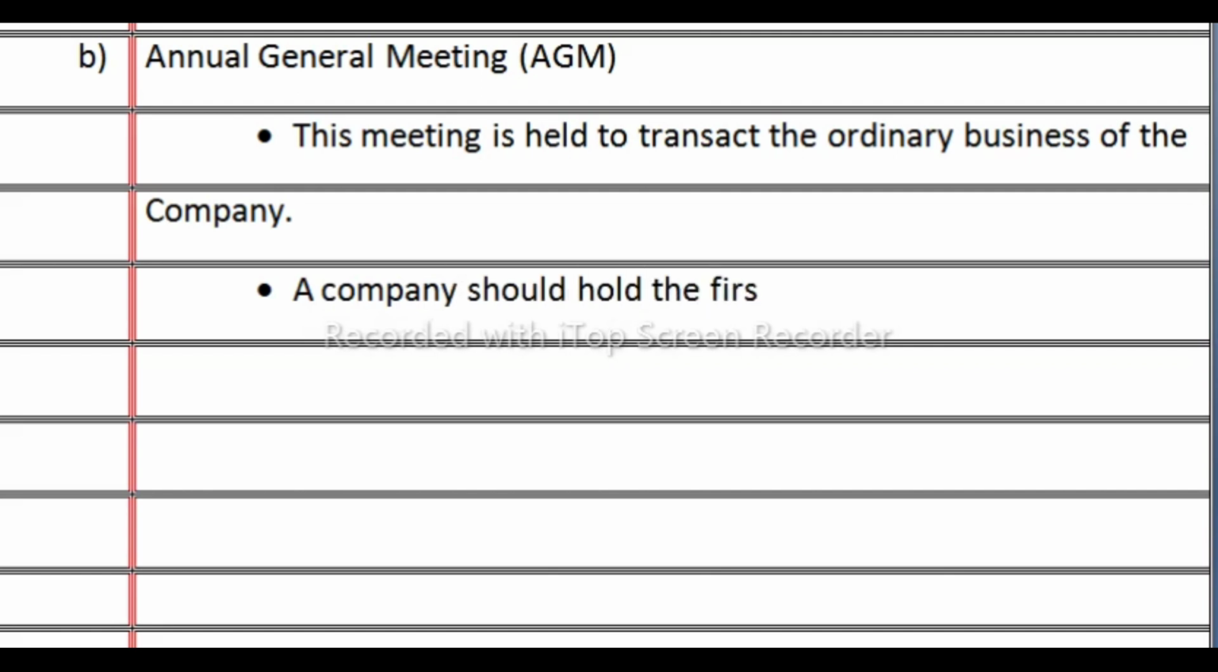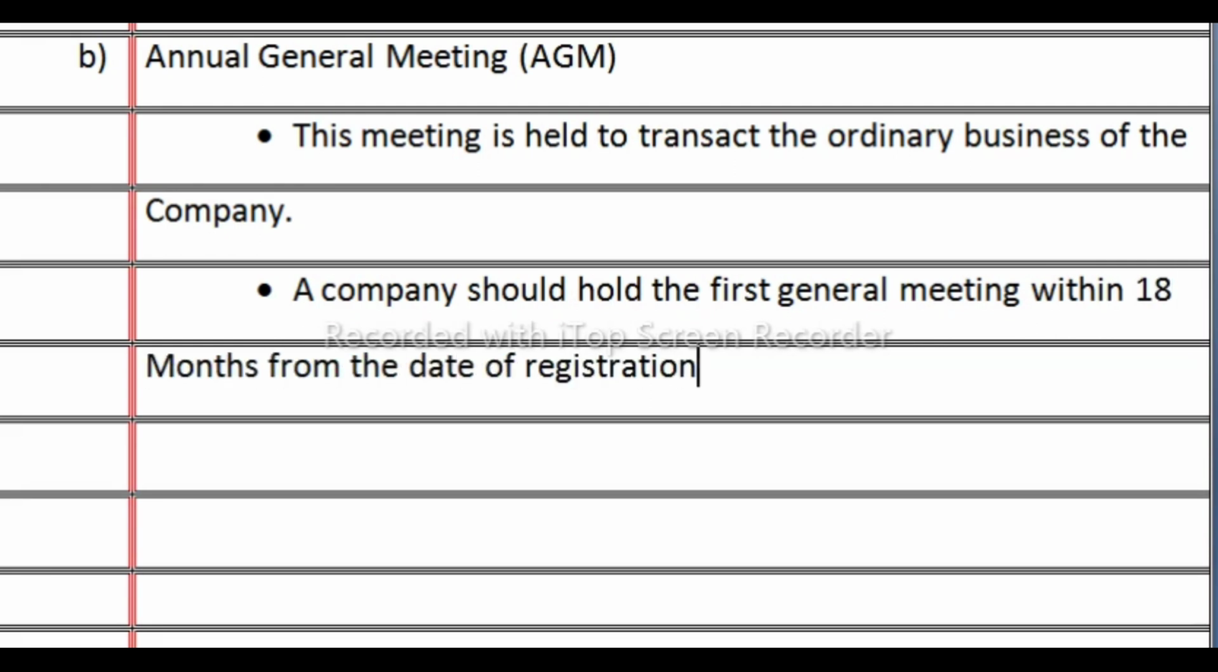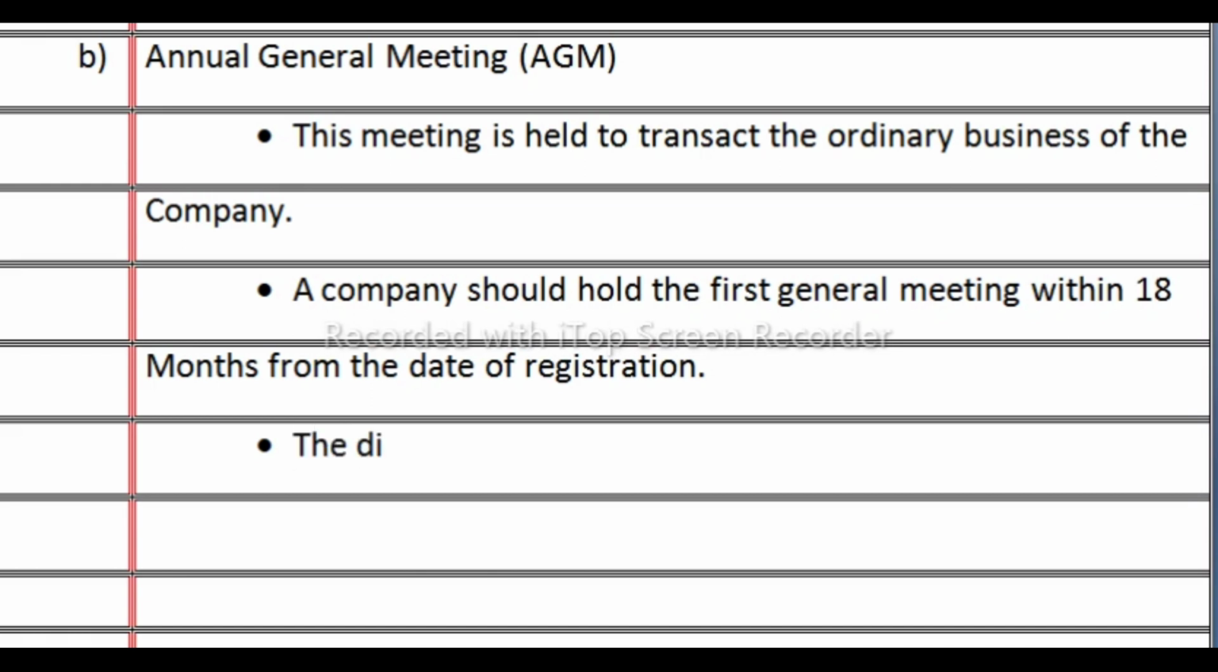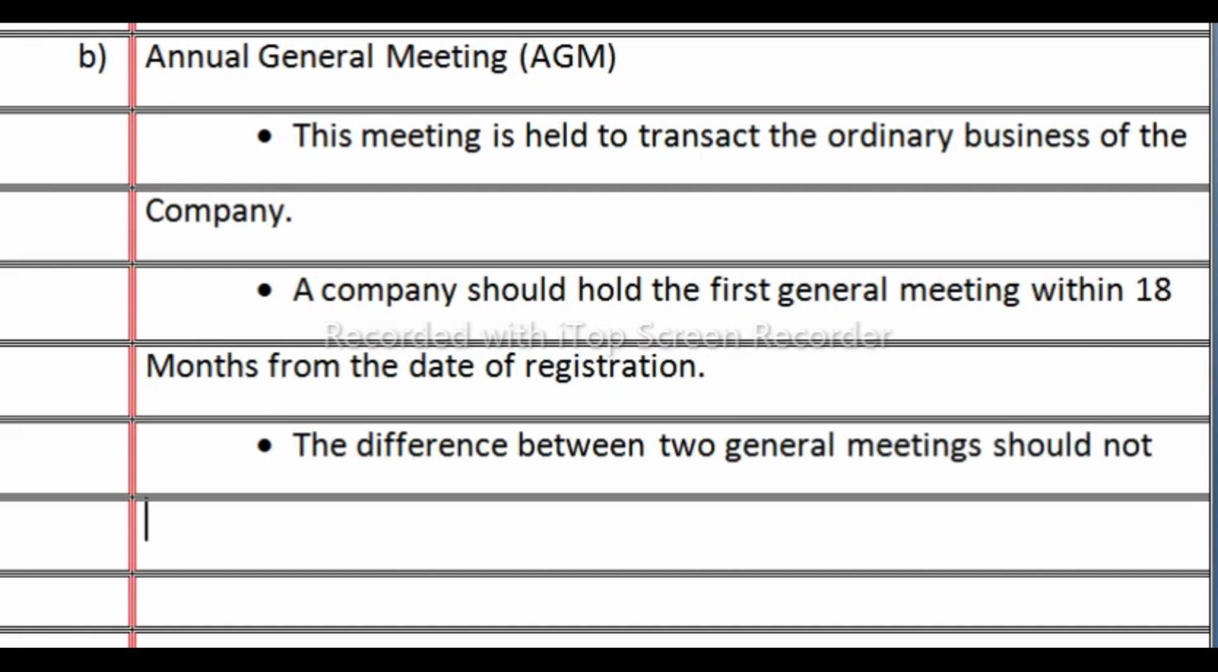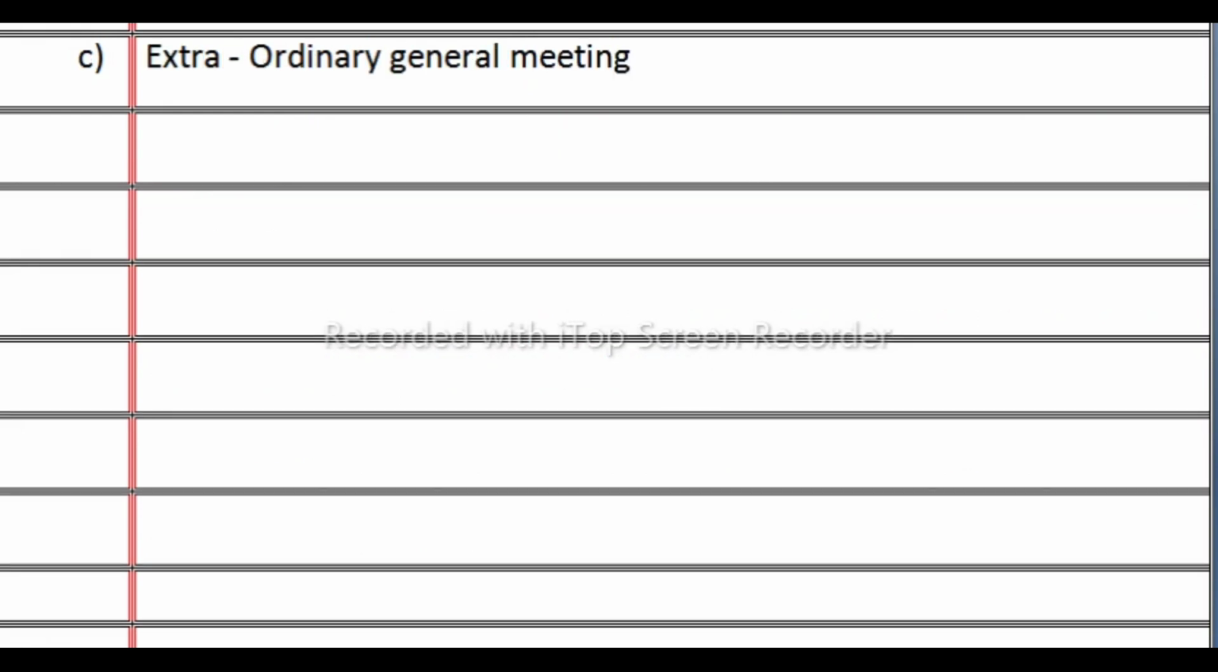The first annual general meeting should be held within 18 months after the registration of the business. And every year it has to be held, so the difference between two annual general meetings has to be not more than 15 months. An annual general meeting should be conducted both by private companies and also by public companies.